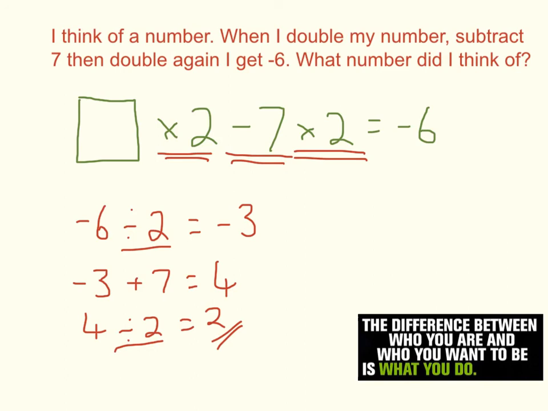And now I've got the crucial checking phase. 2 multiplied by 2 is 4, subtract 7 is negative 3, and 2 lots of negative 3 is negative 6, which works out. Well done, and we'll rehearse everything here in class.